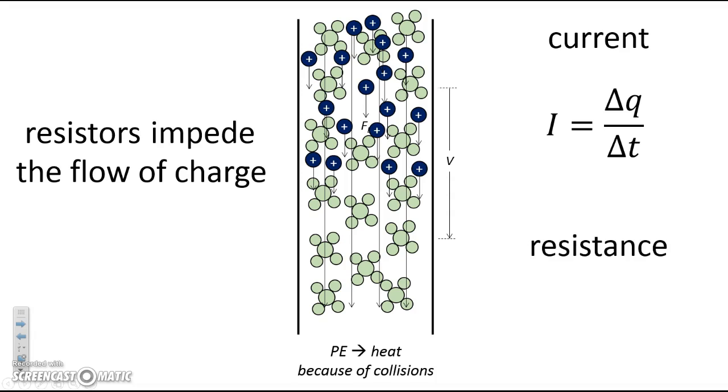Resistance is the concept we use which measures how much opposition there is to the flow of charge. In a material like this, the resistance might be a little lower, but in a material that's narrow, the resistance will be higher. The equation for resistance is the potential difference across 2 points divided by I, the current flowing between those 2 points.